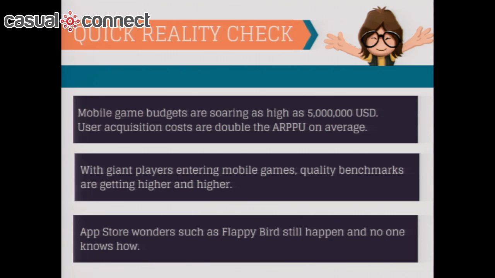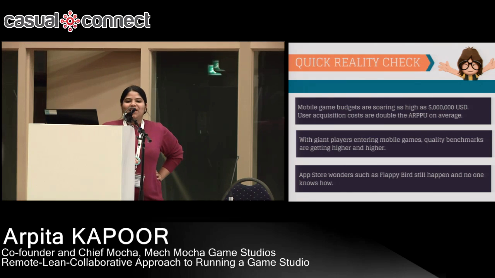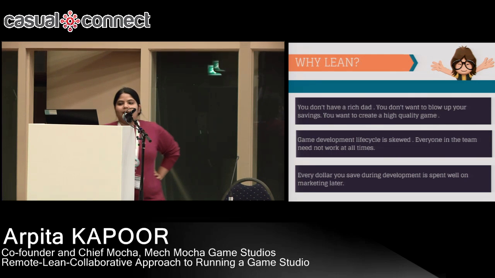To give you an outset of why we need a lean and remote mode of operation nowadays, the budgets of mobile games are going higher and higher, and making a casual mobile game has become more expensive. With giant players entering, and a lot of mid-core games coming in with huge studios, it's very difficult to find a place on the App Store for your game. And then Flappy Bird still happens, so you never know when your game comes up and when it goes down. So it's good to start with a small budget and be very lean while you develop your game. So yeah, why lean?